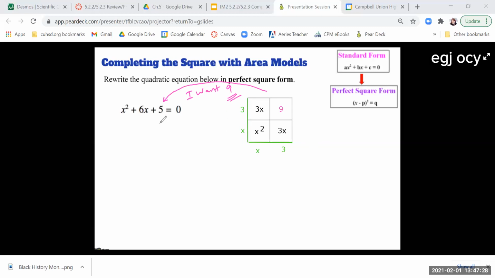So I have to think about what can I do to the 5 to turn it into a 9? And that would be to add 4. So if I add 4 on both sides, I now am ensuring that I have a 9. And now I'm going to rewrite my equation. I have x squared plus 6x plus 9 equals 4.